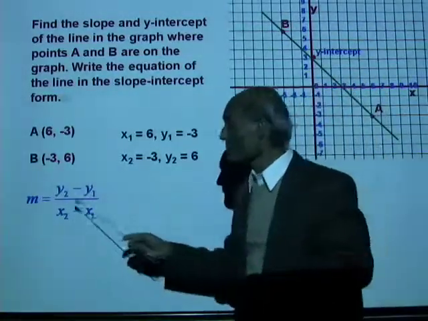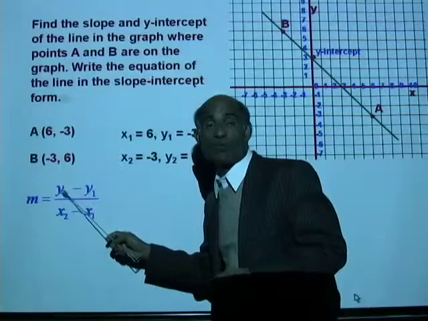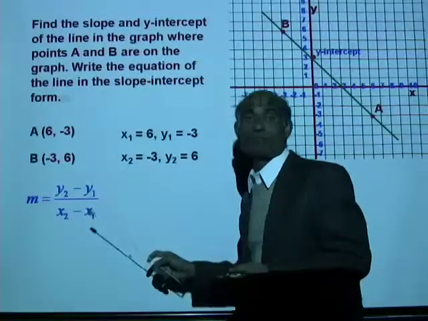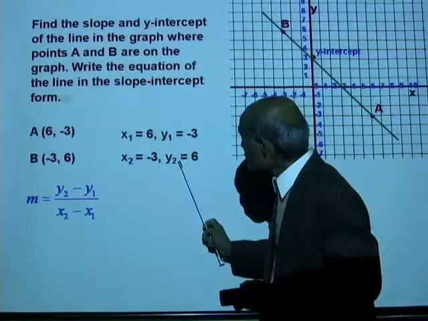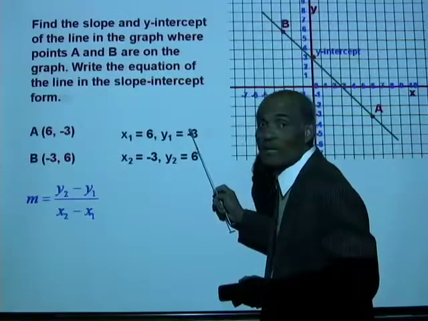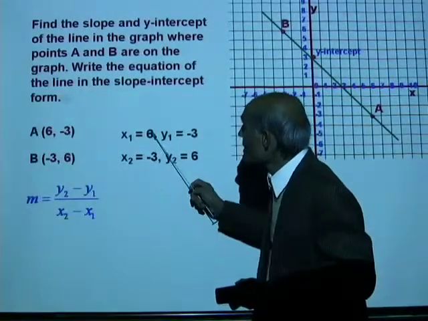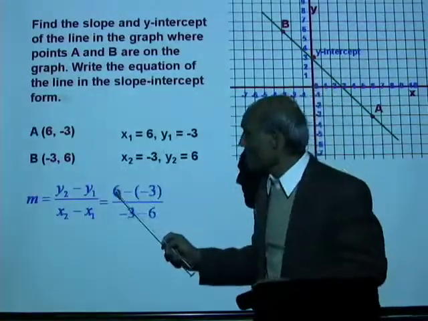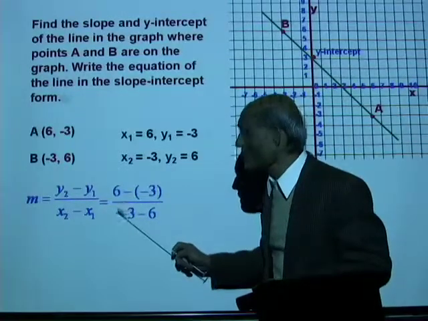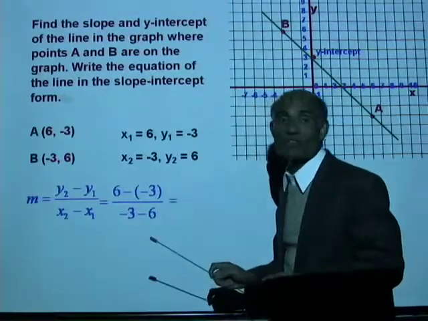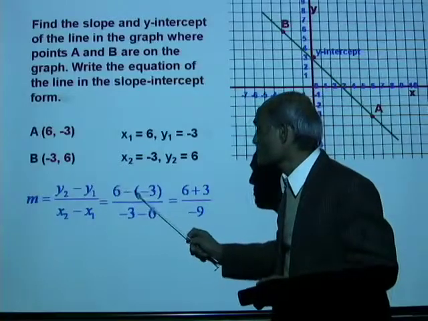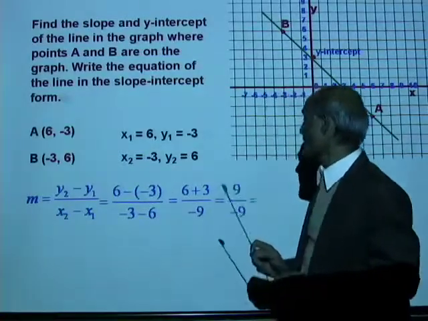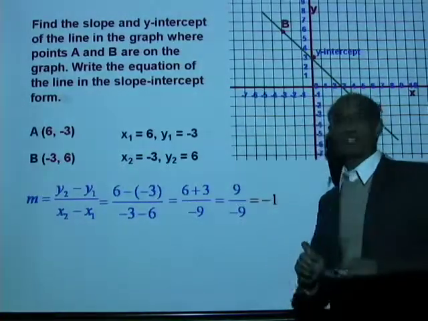Alright, let's find the slope. Slope is y2 minus y1 over x2 minus x1. 6 minus negative 3 over negative 3 minus 6. There you are. 6 minus negative 3 over negative 3 minus 6. That is 6 plus 3 over negative 9. And that is negative 1.